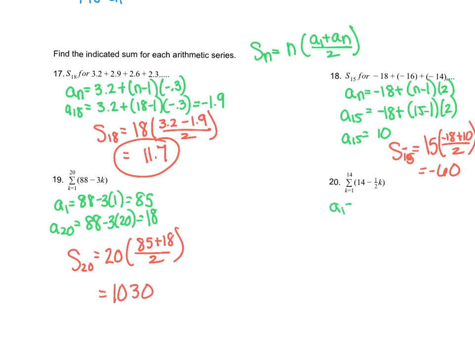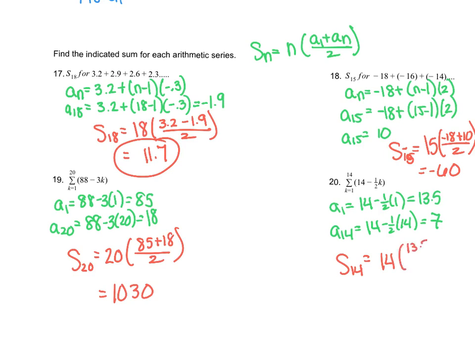So my first term is 14 minus 1/2 times 1, which is 13.5. My 14th term is 14 minus 1/2 of 14, which is 7. So my sum of 14 terms is 14 times my first term, which is 13.5, plus 7 over 2, 143.5.